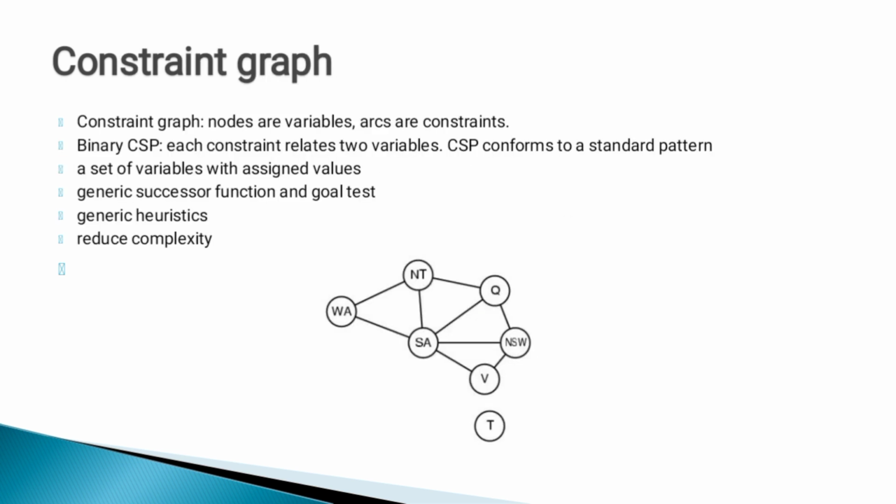Then the constraint graph. The constraint graph has the variables as nodes, and arcs as constraints. Binary CSP: each constraint relates two variables. A CSP conforms to a standard pattern: a set of variables with assigned values, then a generic successor function and goal test, then generic heuristics, then reduced complexity.